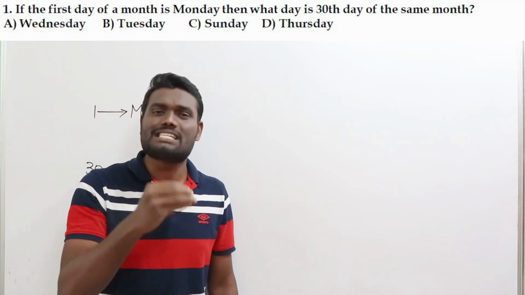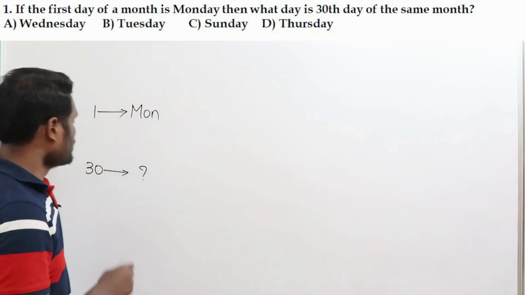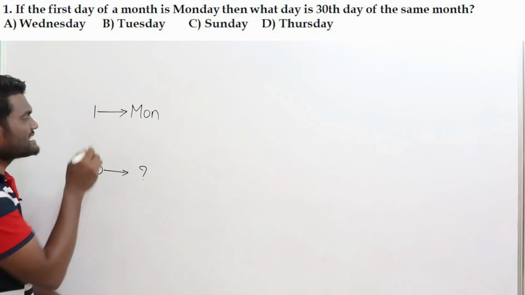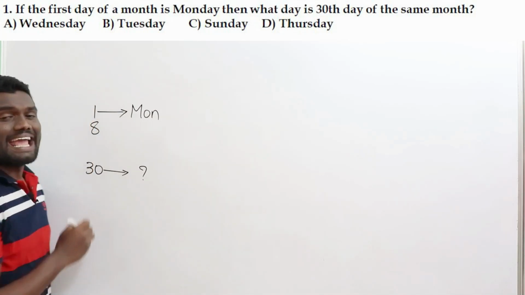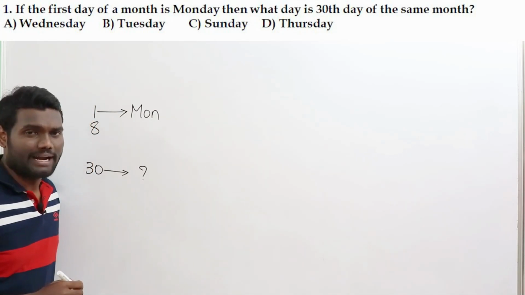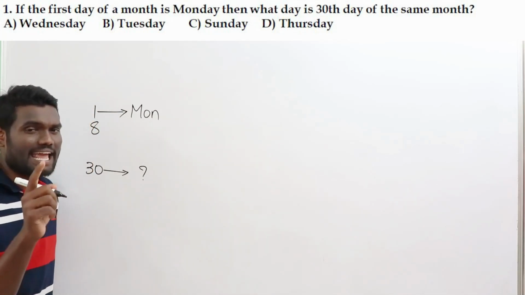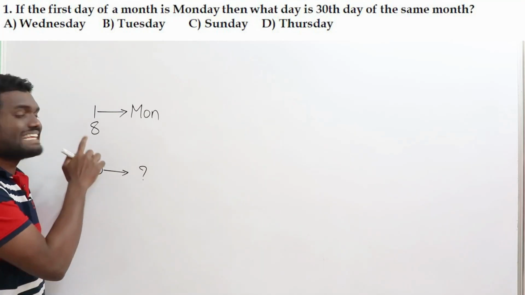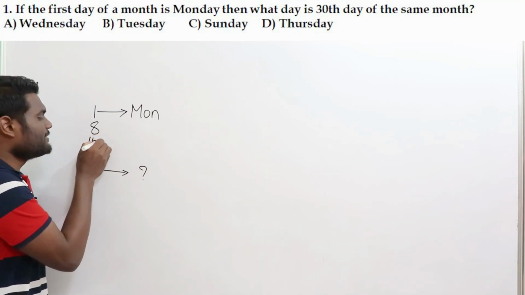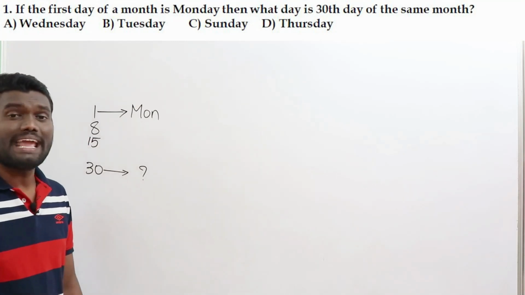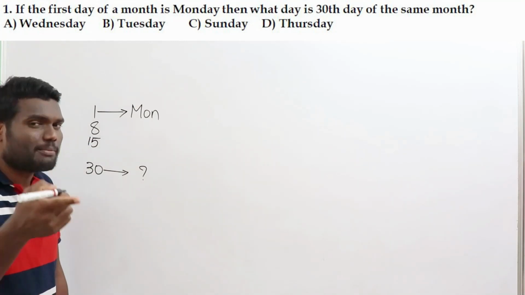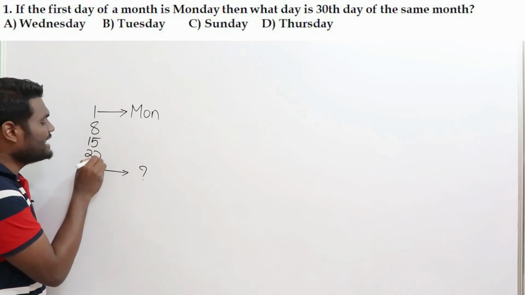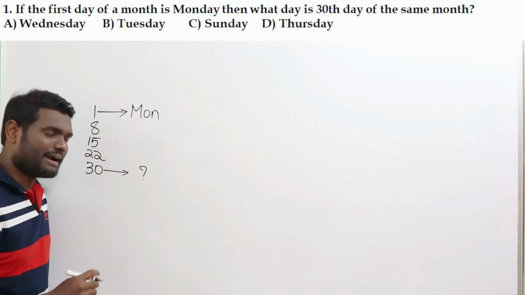If after every 7 days we come across the same day, which means if the first is Monday, after 7 days the 8th is also going to be Monday. That is 1 plus 7, 8 also will be Monday. After 7 more days, that is 8 plus 7, 15 is also going to be a Monday. After 7 more days, that is 15 plus 7, 22 is also going to be a Monday.